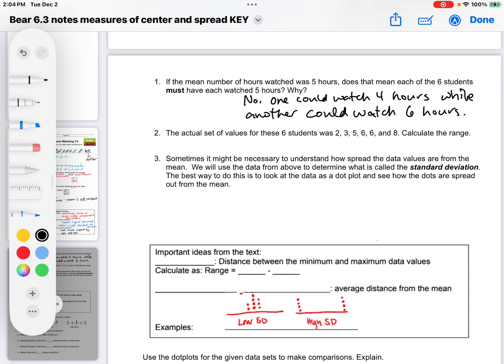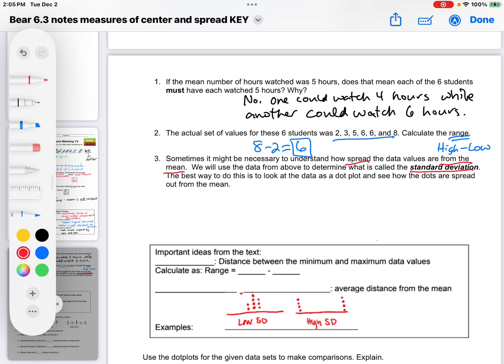All right, let's say that we had 6 students and these were their numbers of hours that they watched TV. We want to calculate the range. Range is just high minus low. So in this case, we would do 8 minus 2, which is 6. Okay? Sometimes it might be necessary to understand how spread the data is from the mean. Okay? What that is called is standard deviation.